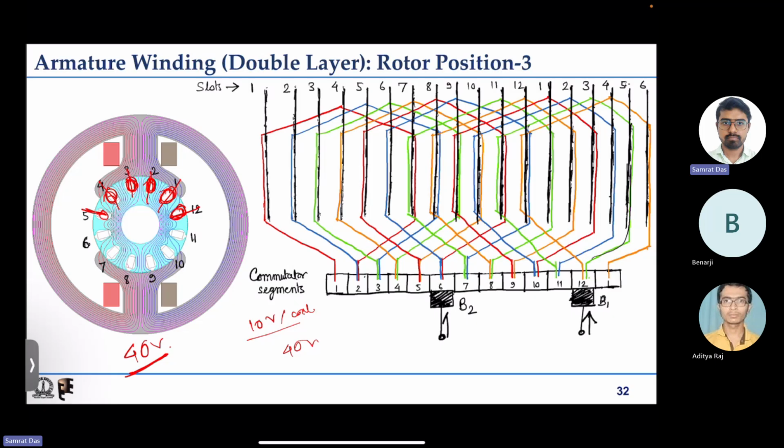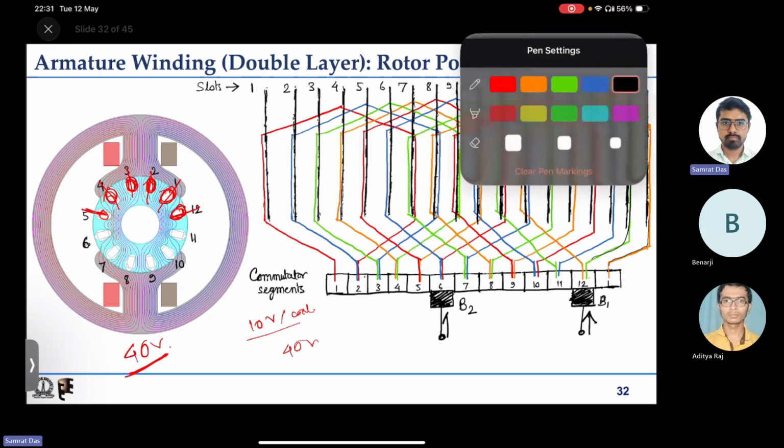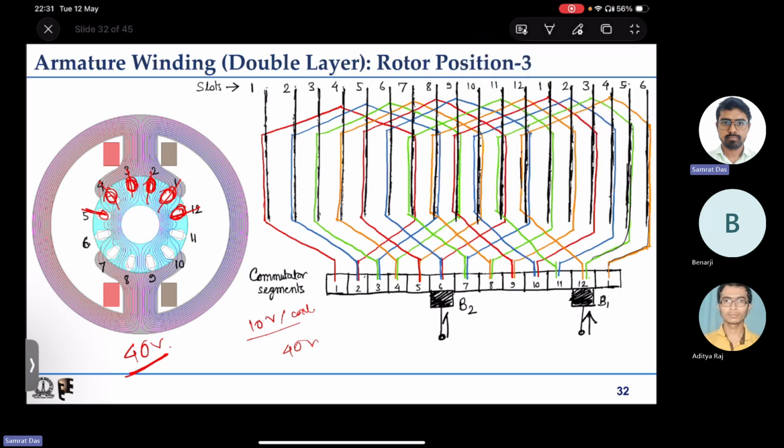That is correct. So the orange one is the coil one. It is from coil 12. From segment 12 only it is going to this 12. From this 12, it is getting split between this green and this orange. Yes, correct.